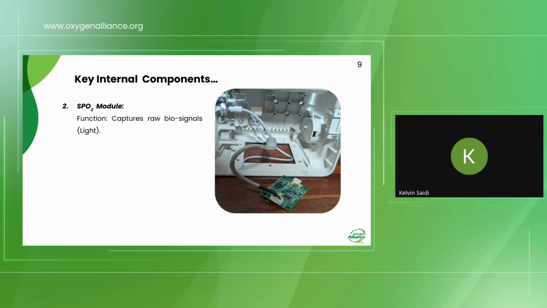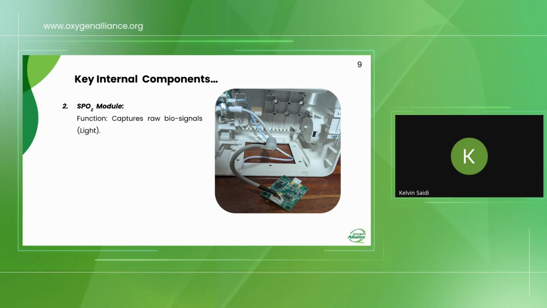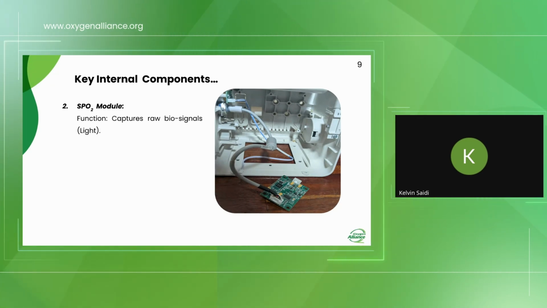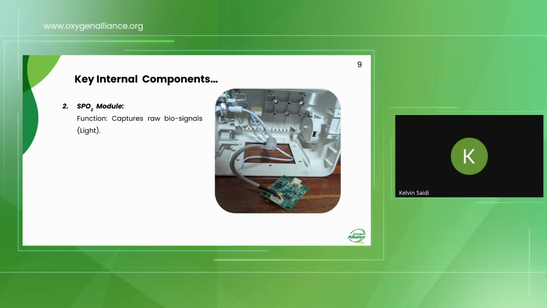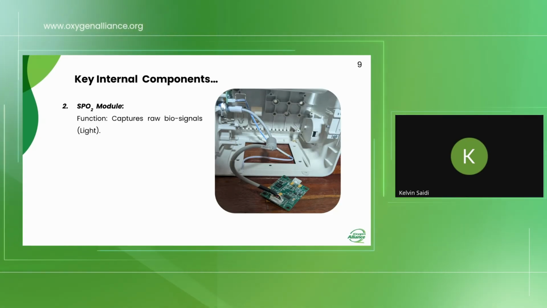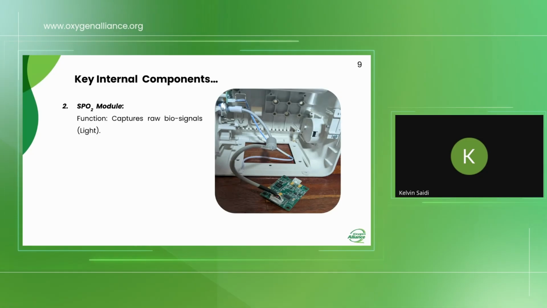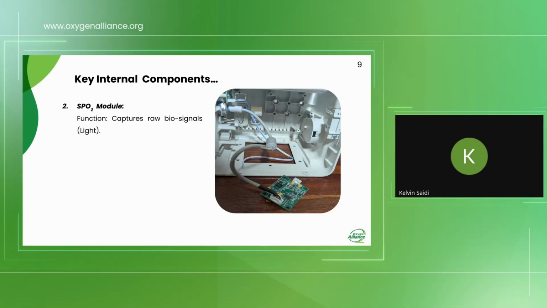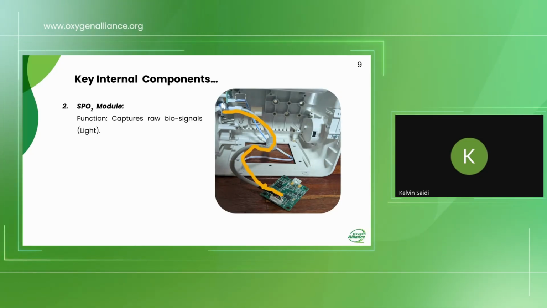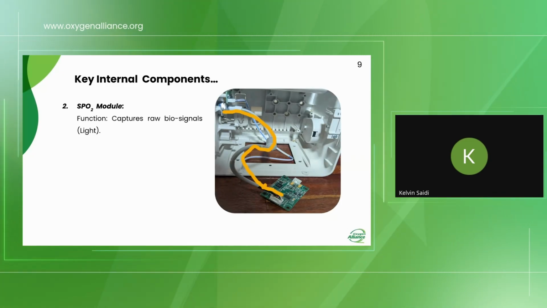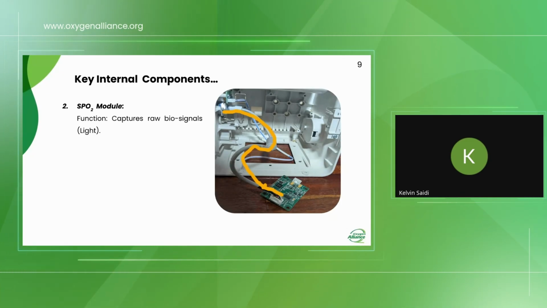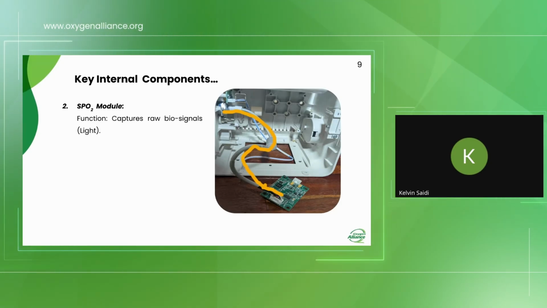Let's now look at the SpO2 module. So its main function is to capture raw biosignals in the form of light on the finger probe. So the picture here shows you a typical SpO2 module. So this is the connection where the signals are transmitted to the board, and then the components on the board do the filtering, the amplification, and then send it to the main board for processing.